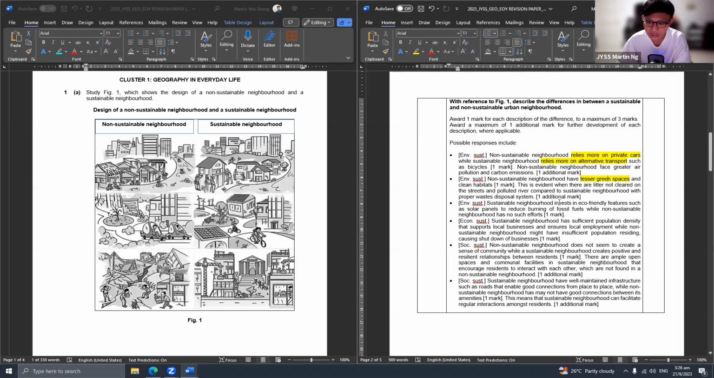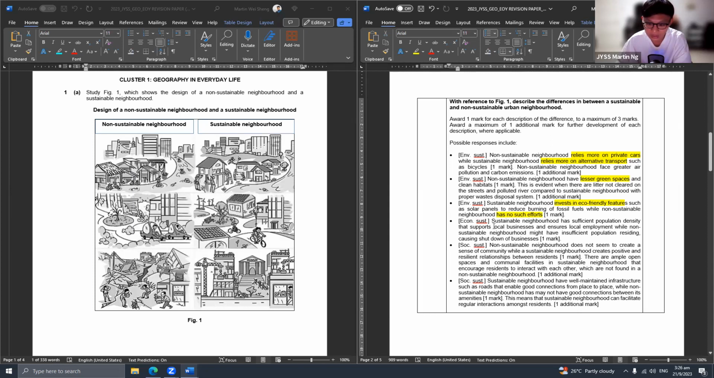Then another point is the investment in eco-friendly features, such as the solar panels, to reduce burning of fossil fuel, while non-sustainable neighborhood has no such effort. So if we look at the rooftop of the buildings, you can see that these buildings, the roofs are made of zinc and so on, while these buildings over here, the roof actually have solar panels.